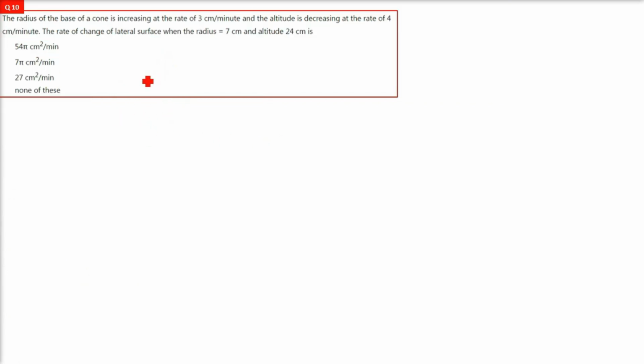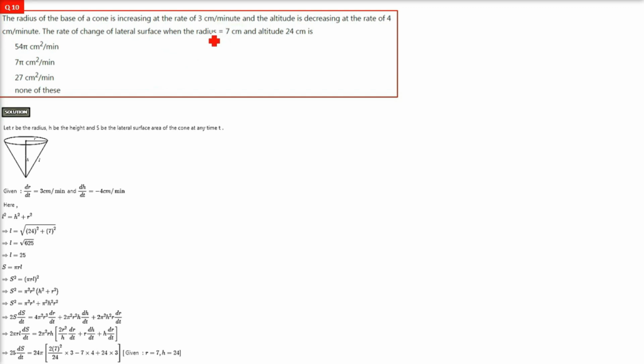The radius of the base of a cone is increasing at the rate of 3 centimeter per minute. So this is the radius. It is increasing, so dr by dt is given as 3 centimeter per minute. And altitude is decreasing at the rate of 4 centimeter per minute, which is dh by dt in this case. So dh by dt we are going to use, and this is decreasing, so it has to be negative. We have to put it as negative.